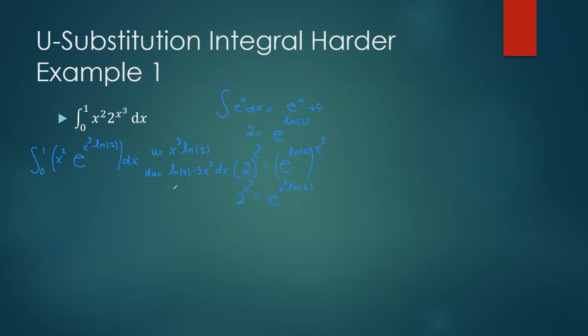Or if you want, you can rewrite this as 3 ln of 2 times x squared dx. Okay, so all I did was I put the 3 in front. So this is the same thing as this. Is there anything else you could do with your properties of log and natural log?